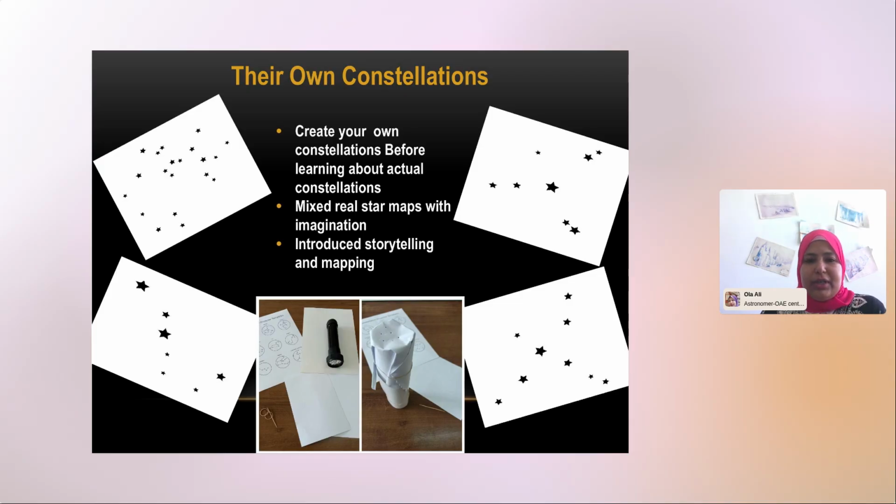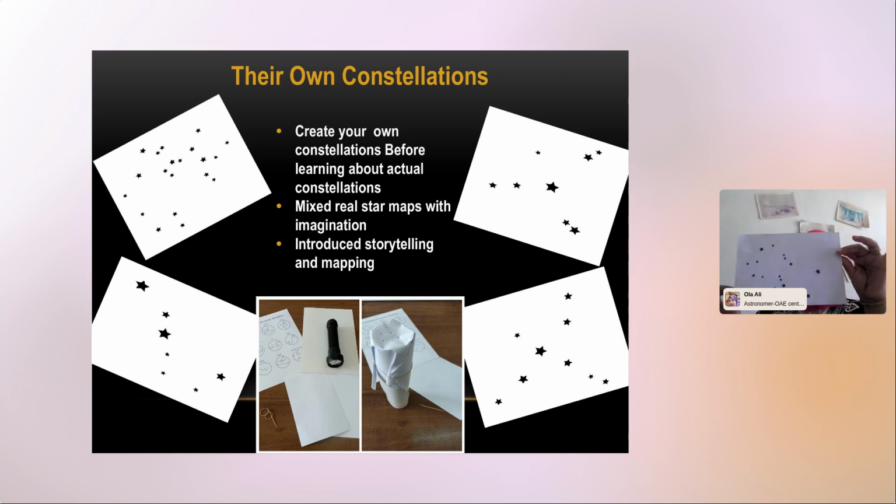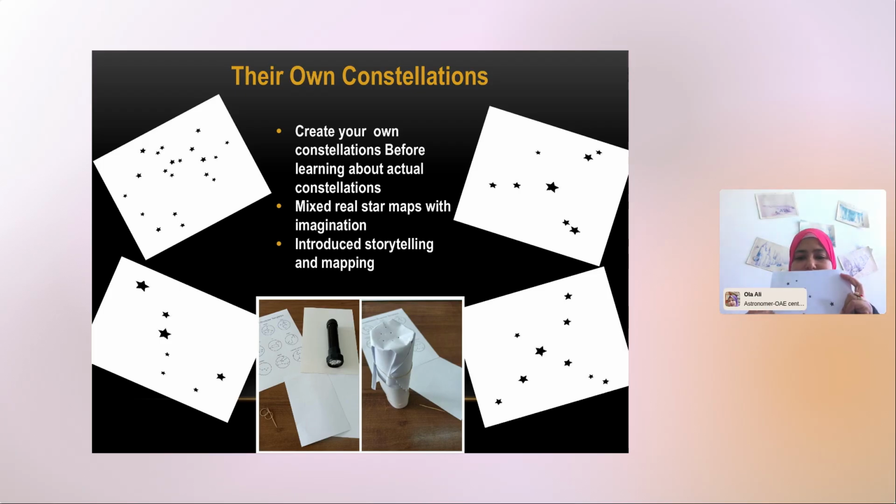One of the very creative activities I like to do with kids is this one, creating their own constellations. I get a paper with some stars like this, and I ask the kids to connect them or draw around them to get any shape they want. When I first delivered this session, I started to guide the kids. Okay, this might be like a flower, or this might be a heart.